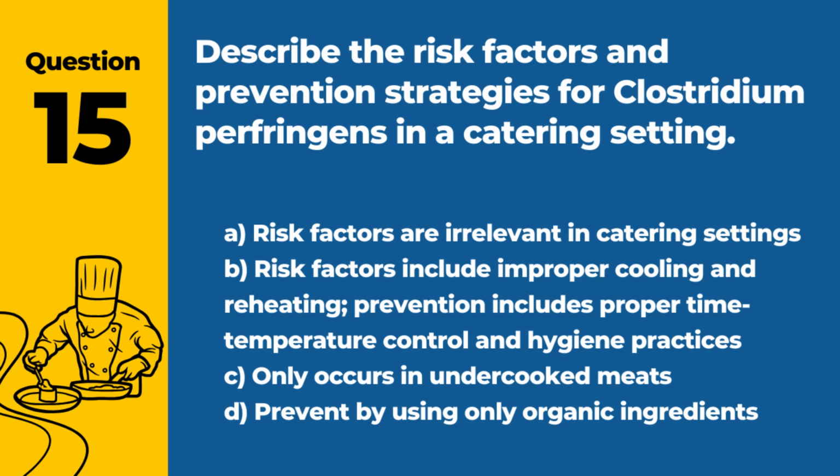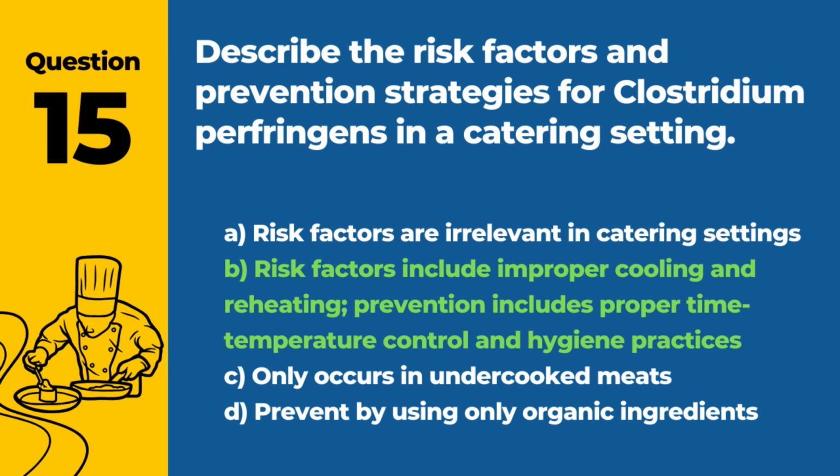Question 15. Describe the risk factors and prevention strategies for Clostridium perfringens in a catering setting. A. Risk factors are irrelevant in catering settings. B. Risk factors include improper cooling and reheating. Prevention includes proper time temperature control and hygiene practices. C. Only occurs in undercooked meats. D. Prevent by using only organic ingredients.